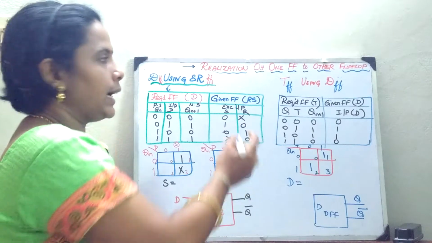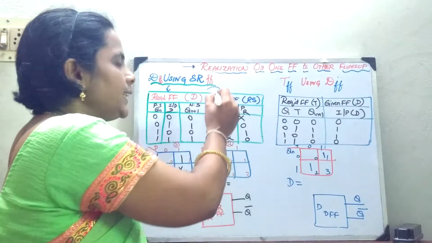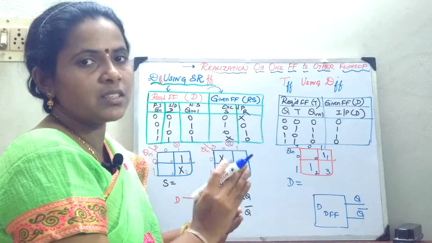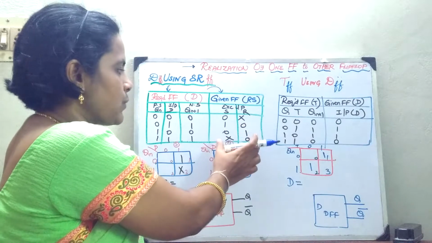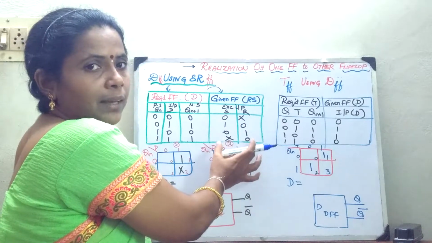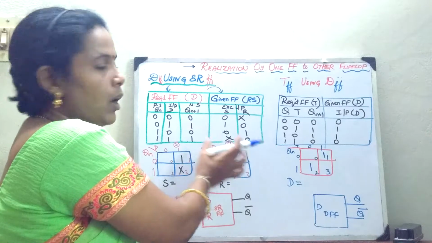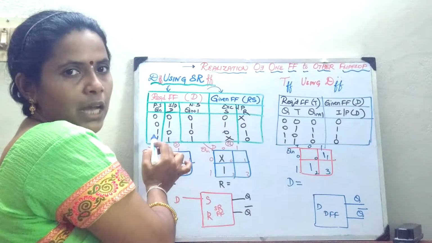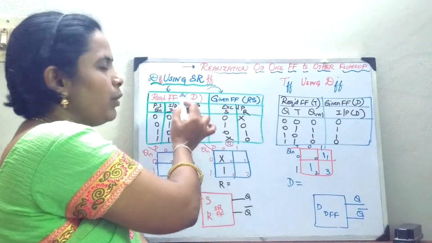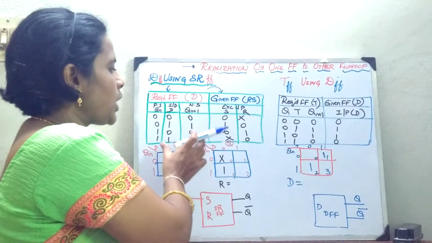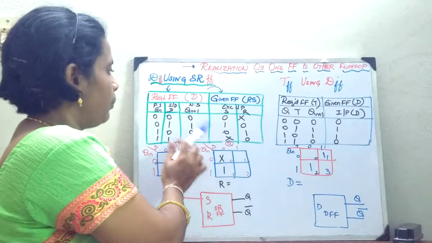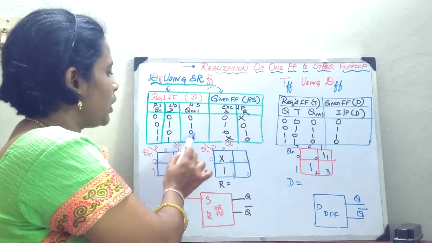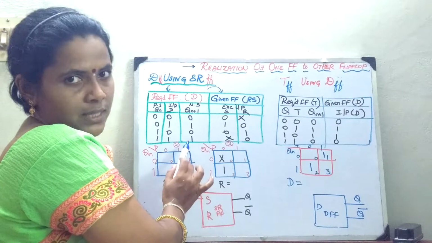On the right hand side, write the excitation table of the given flip-flop. That is, the existing flip-flop is the SR flip-flop, for which I am writing the excitation table. On the left hand side you have the required flip-flop which has to be realized from the given flip-flop, for which I am writing the characteristic table. In the case of the D flip-flop, whatever is the present state, the same thing is realized as the next state.